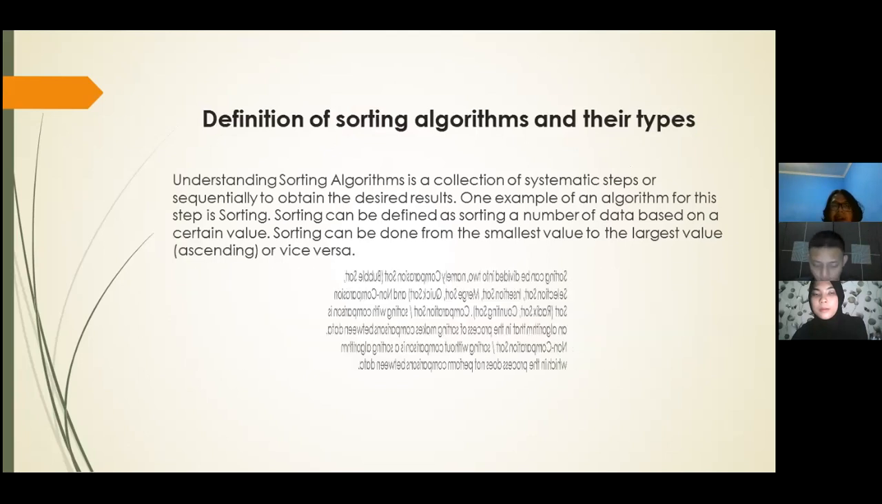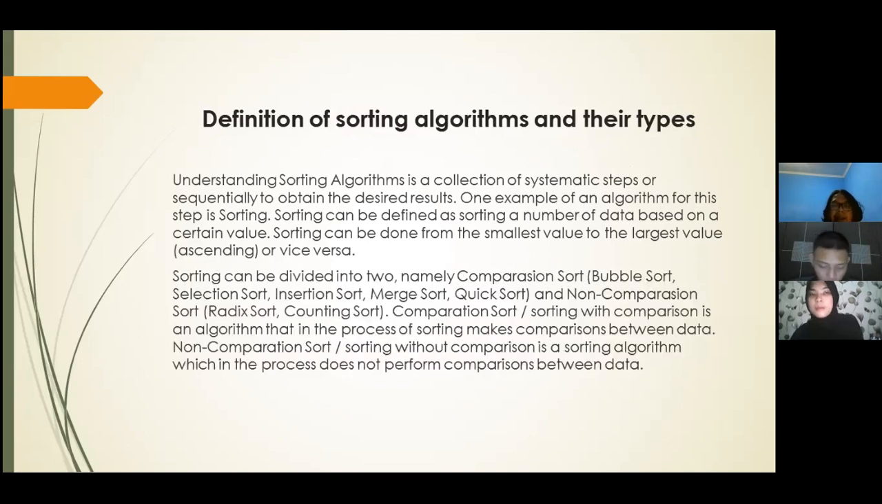Definition of sorting algorithm and their types. Understanding sorting algorithm is a collection of systematic steps, or sequentially, to obtain the desired result. One example of an algorithm for this step is sorting. Sorting can be defined as sorting a number of data based on a certain value. Sorting can be done from the smallest value to the largest value, or ascending, or vice versa.